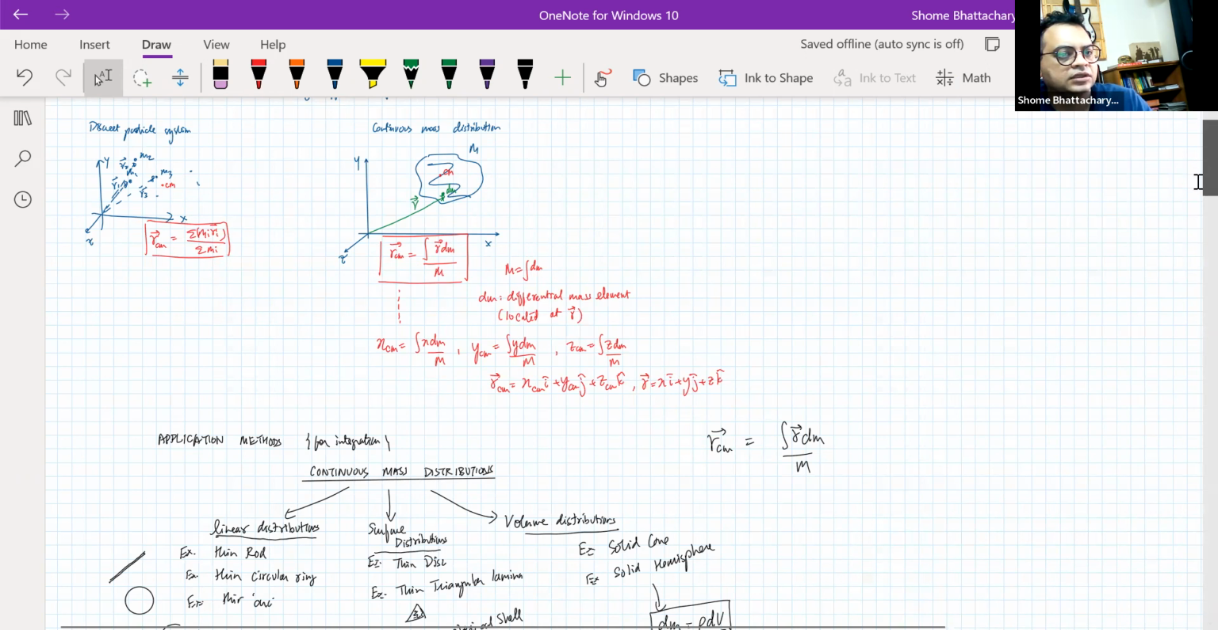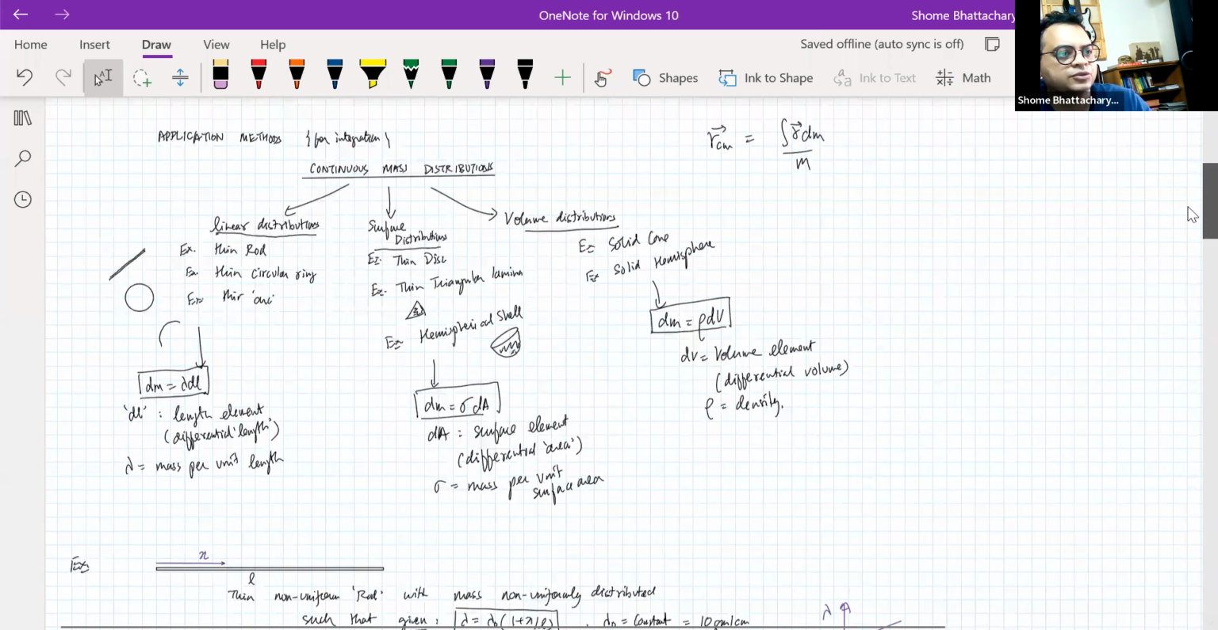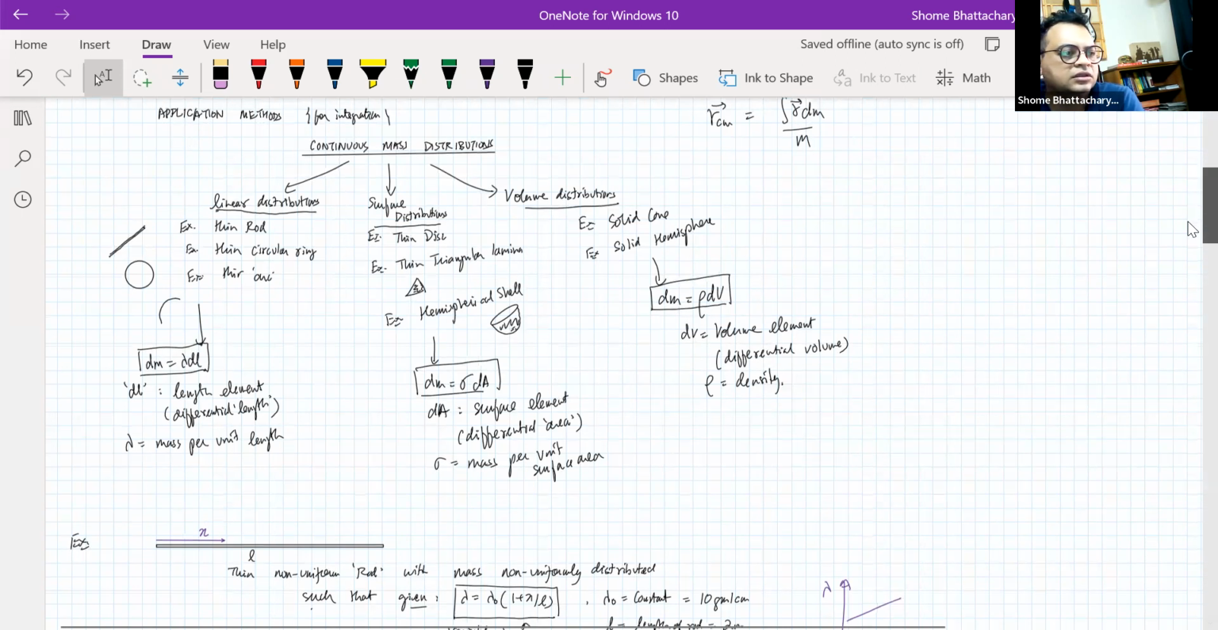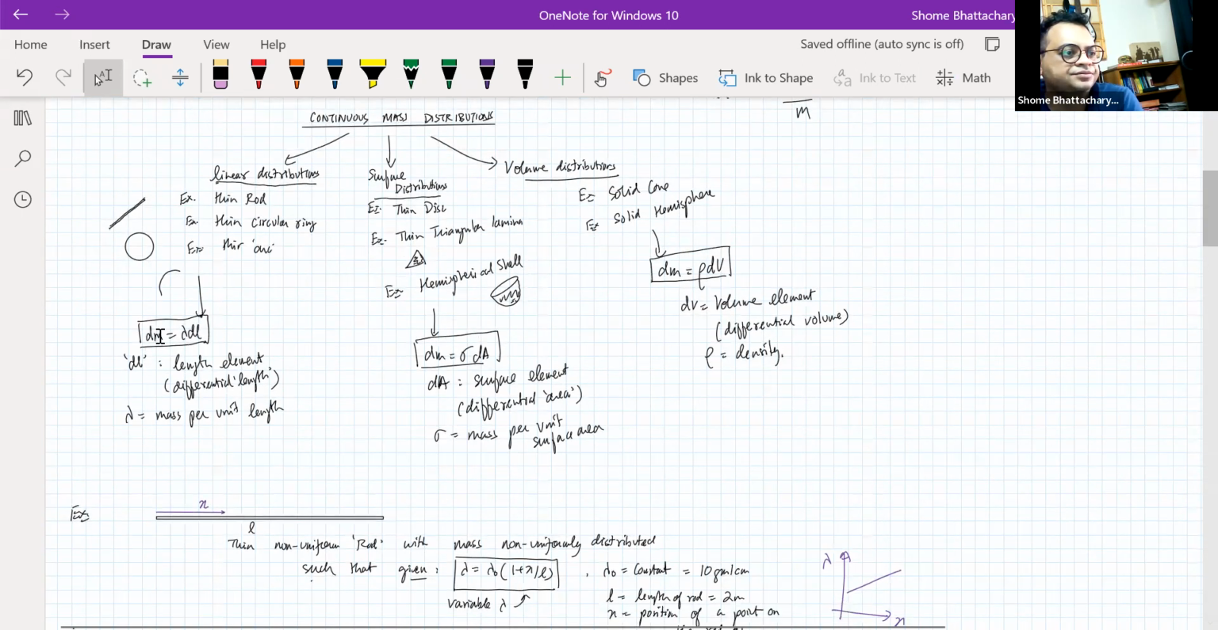Okay. And then we went on to see that continuous mass distributions can be divided into three categories: linear distributions, surface distributions, and volume distributions. So accordingly, for linear distributions, the differential mass dm becomes a length element, lambda dl. And for surface distributions, it becomes a surface element, sigma dA. And for volume distributions, it becomes a volume element, that is rho dV.